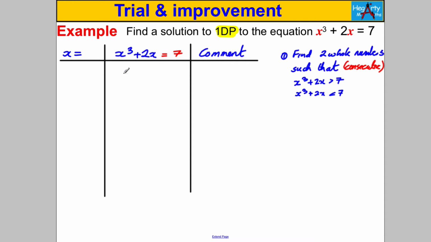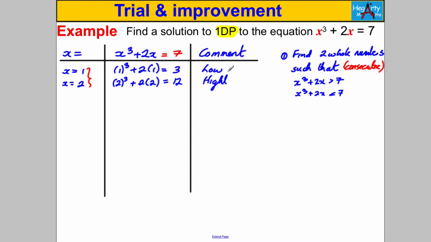So let's try a whole number. The obvious one to start with is 1. If I put x is equal to 1 here, I'm working out 1 cubed add 2 multiplied by 1. Now I can do that one in my head, which is equal to 3. The comment for this is it's low. It's lower than 7. So I'm going to try x is equal to 2. Is equal to 12. Now that's too high. Perfect. I found the two consecutive whole numbers where one is low and one is high. That is absolutely what I'm looking for.